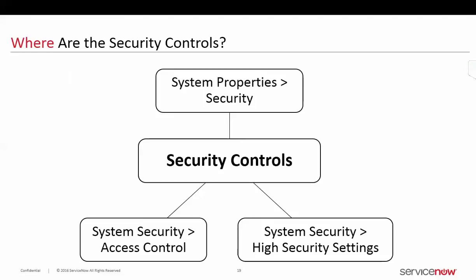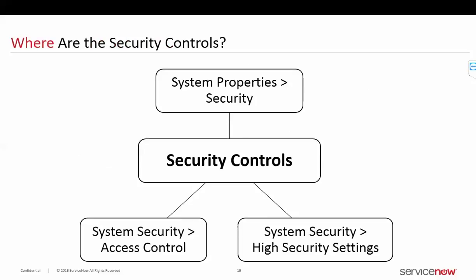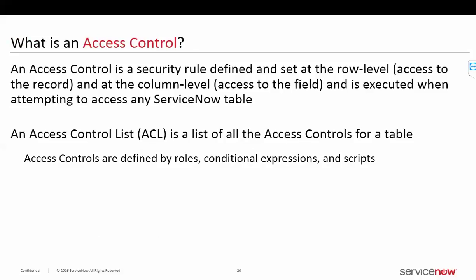So where do I go to set the controls? Well, you go to System Properties in the Application Navigator, then you go to Security, and then in Security Controls, you go to System Security Access Control or System Security High Security Settings, right? And those are pretty much the areas that you're going to be navigating when you're dealing with modifying the accessibility of individuals into the different areas of the ServiceNow database.